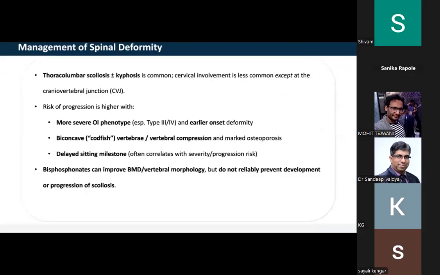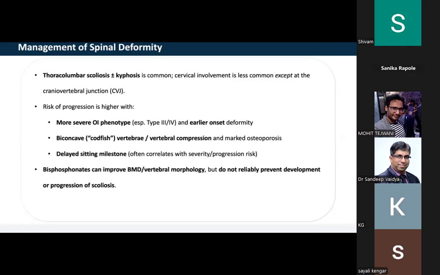So, they could also have thoracolumbar kyphosis or scoliosis, along with CVJ issues. They are more commonly seen than the CVJ issues, and they are more likely to progress if they are seen in kids who have a severe phenotype of OI, maybe type 3, type 4, or early onset of the deformity. On radiographs, maybe they have biconcave vertebrae, codfish vertebrae, maybe they have vertebral compression, and they have delayed sitting milestones also, which is going to correlate with the deformity.